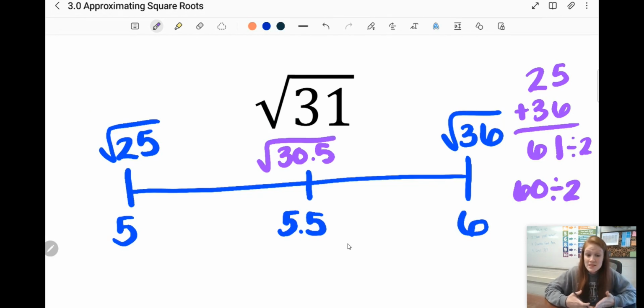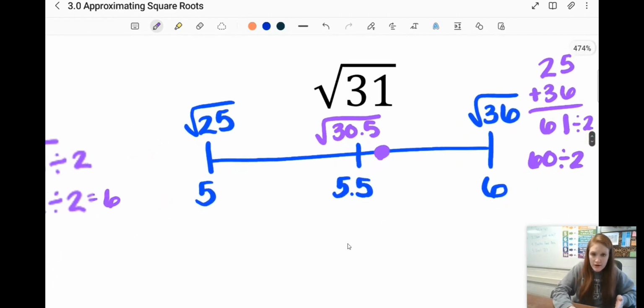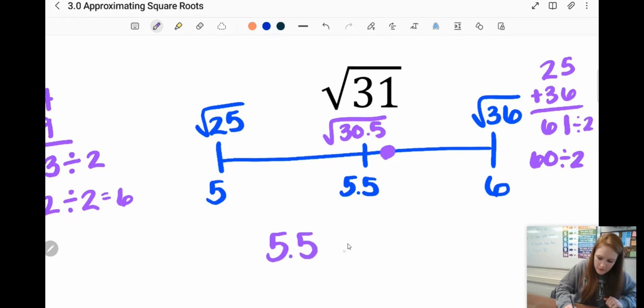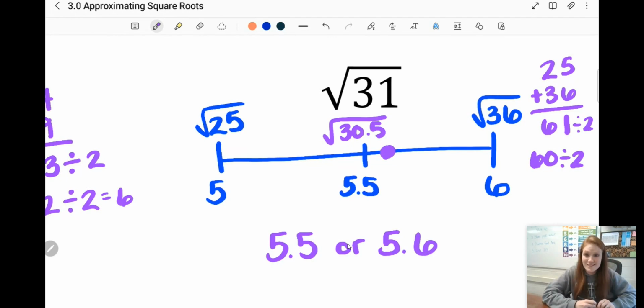That helps me see that this 31 is super close to the middle. It's just a little bit bigger than that, right? Really close. It's not exactly in the middle, but it's really close, right? 31 is just a touch bigger than 30.5. So we would say a good estimate would probably be 5.5 or 5.6. Those would be some reasonable estimates.